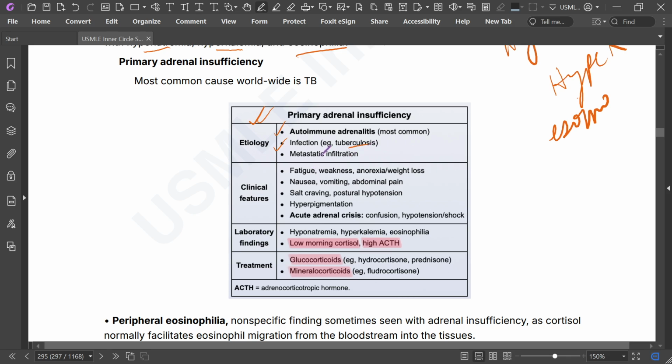Other causes are infection and metastatic infiltration. Features include fatigue, weakness, anorexia, weight loss, and salt craving. This one is very important: salt craving, postural hypotension, hyperpigmentation, and acute adrenal crisis. In acute adrenal crisis, labs show hyponatremia, hyperkalemia, and eosinophilia. There is low morning cortisol and high ACTH, and treatment is glucocorticoid like hydrocortisone or prednisolone, and mineralocorticoid like fludrocortisone.